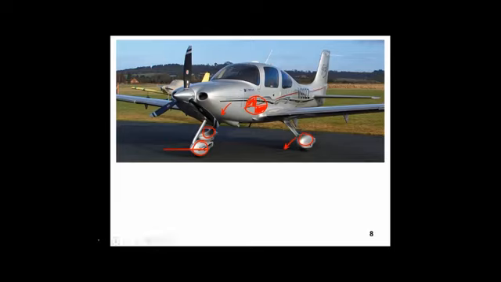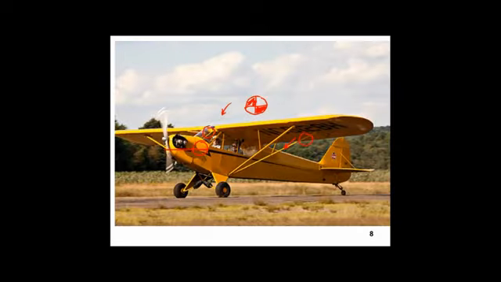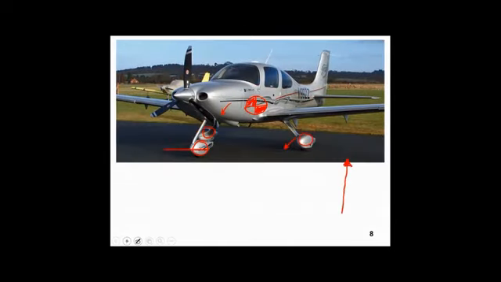In a tail dragger airplane, you have to use the rudder a whole lot more than you would in a nose wheel airplane. That's what gets nose wheel pilots in trouble with flying tail draggers, is that they aren't used to using enough rudder. So if you're ever going to transition to tail draggers, make sure you use a whole bunch more rudder.